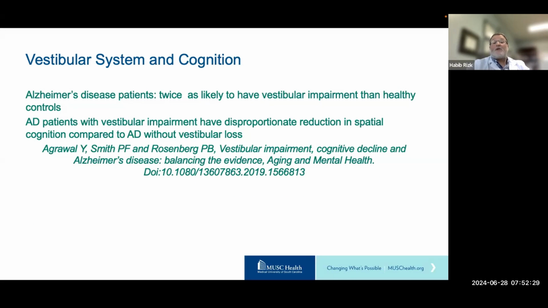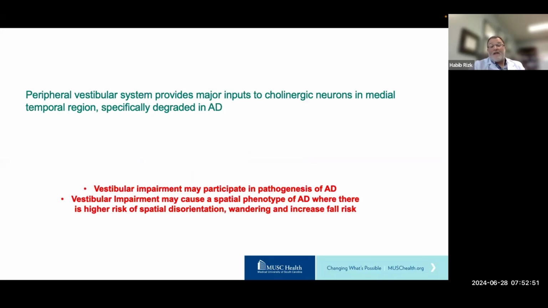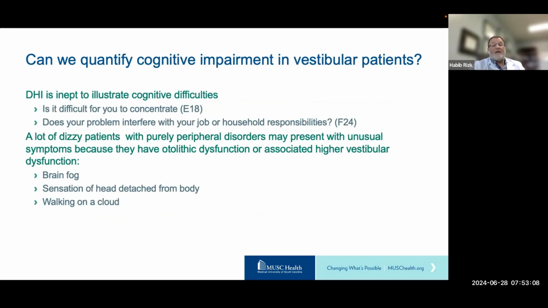Alzheimer's disease patients are twice as likely to have vestibular impairment than healthy controls. I think this was a fascinating study that showed that Alzheimer's disease patients have a disproportionate reduction in spatial cognition compared to their counterparts that didn't have vestibular loss. And it even postulated a mechanism where the peripheral vestibular system is affecting the cholinergic neurons in the medial temporal region, which is specifically degraded in Alzheimer's disease, suggesting a potential mechanism where vestibular impairment can lead to a specific phenotype of Alzheimer's where there's a higher risk of spatial disorientation.